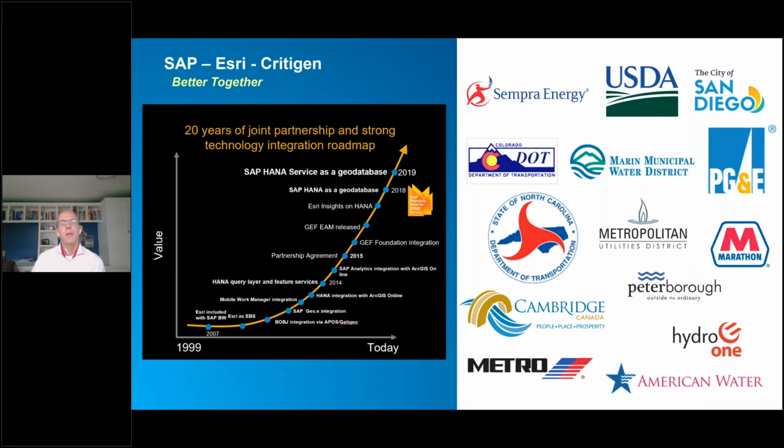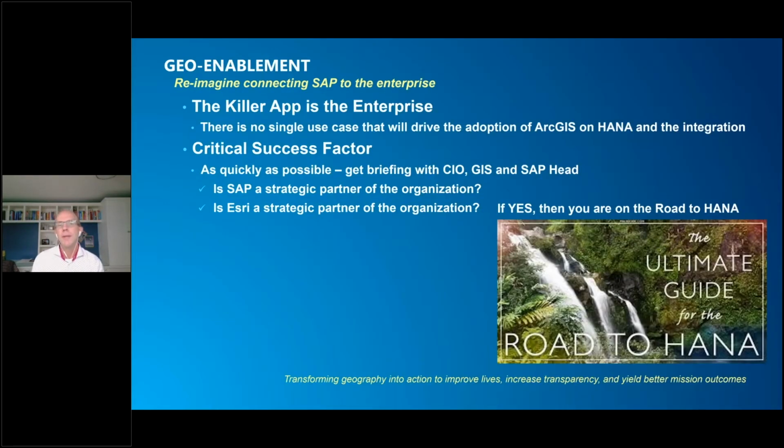So the next point here is really geo-enablement. Again, let's reimagine how this needs to work. As we've worked with Esri and SAP and our customers, there was always this question: what's the ROI? Show me the business case, give me the use case that's going to be the killer app that will cause an organization to deploy these kinds of technologies.